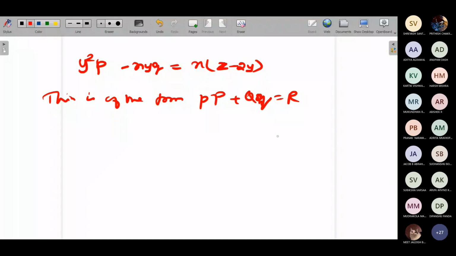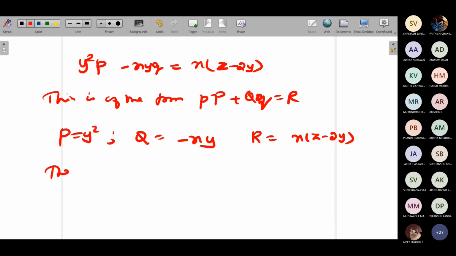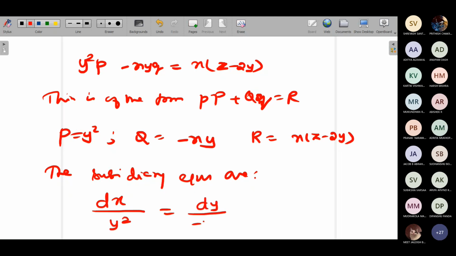So what is your capital P here? Capital P equals y square. Your capital Q is equal to minus xy. Capital R is equal to x into z minus 2y. Okay. So therefore the subsidiary equations are dx by capital P equal to dy by capital Q, equal to dz by x into z minus 2y.